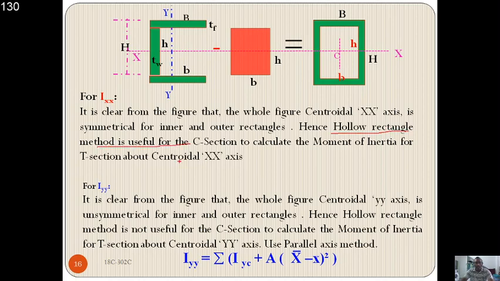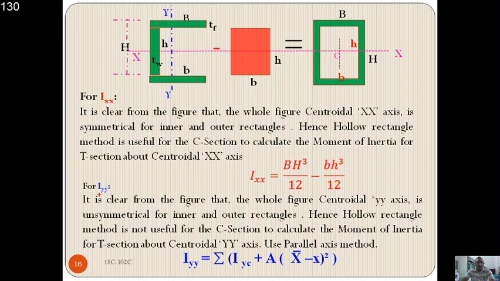Therefore, the centroidal IXX can be obtained by BH cube by 12 minus small bh cube. Without calculating any distances and d's, you can calculate the moment of inertia about the x-axis.